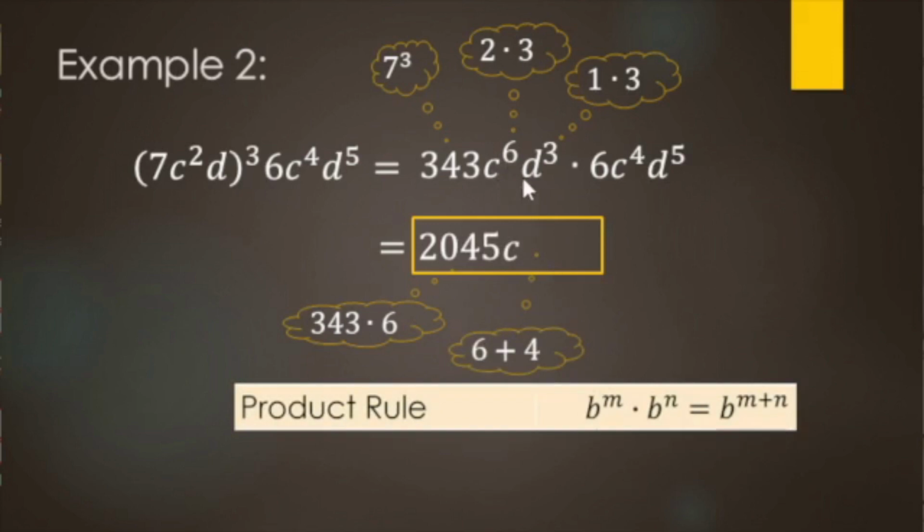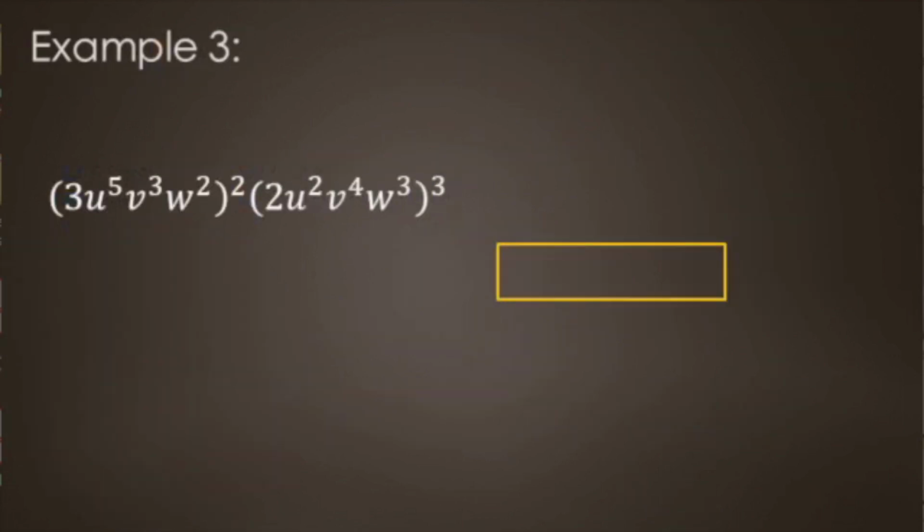We have a c to the 6th and a c to the 4th. That's going to make c to the 6 plus 4, or c to the 10th. Last up, we'll look at the d, the base, that's d. So that's going to be d to the 3 plus 5 makes d to the 8th power.